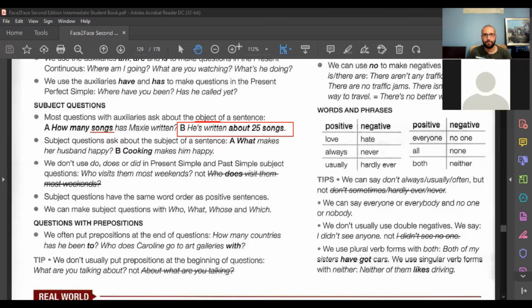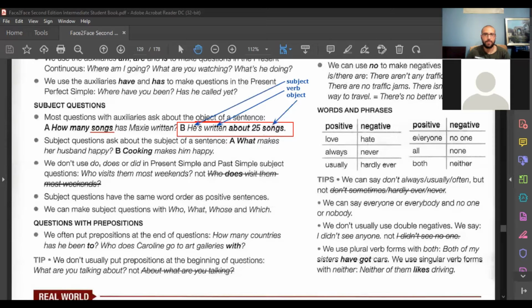He is written about 25 songs. I want you to show me where is the subject, and where is the verb, and where is the object in this sentence? The verb... Written. Written is the verb. Correct. The subject is he. Exactly. The object is songs. That's it.